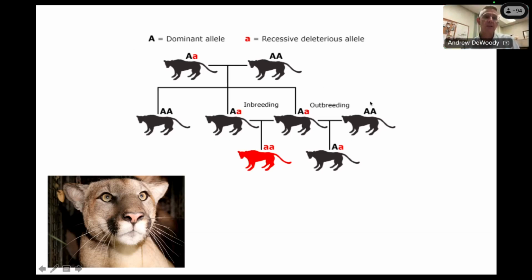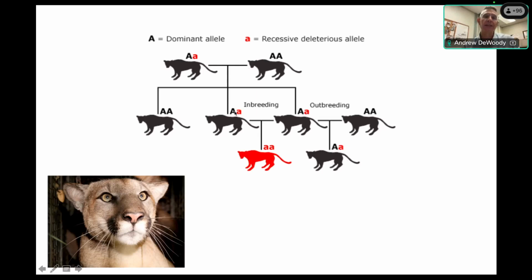And so here we've got mountain lion populations shown because this is a famous example. And you can see that when we have outbreeding, right, if we have a heterozygote mated with the homozygote, then we get a heterozygous offspring. So there's some genetic diversity in this offspring.